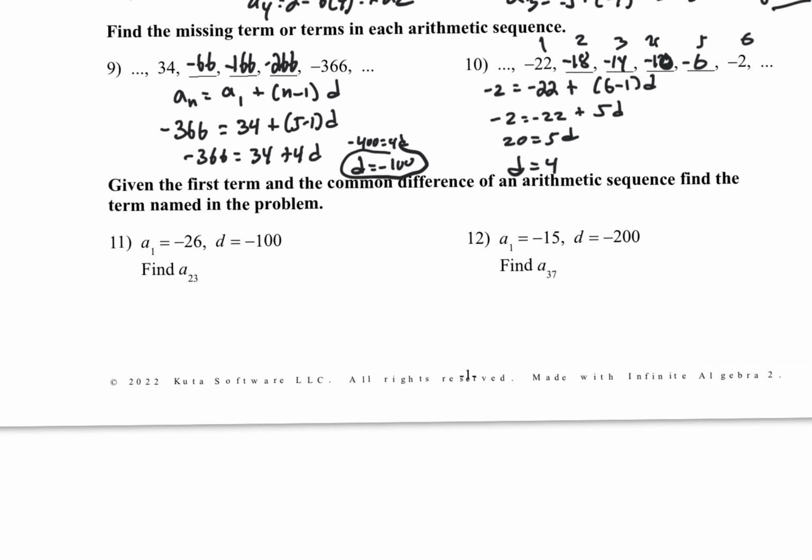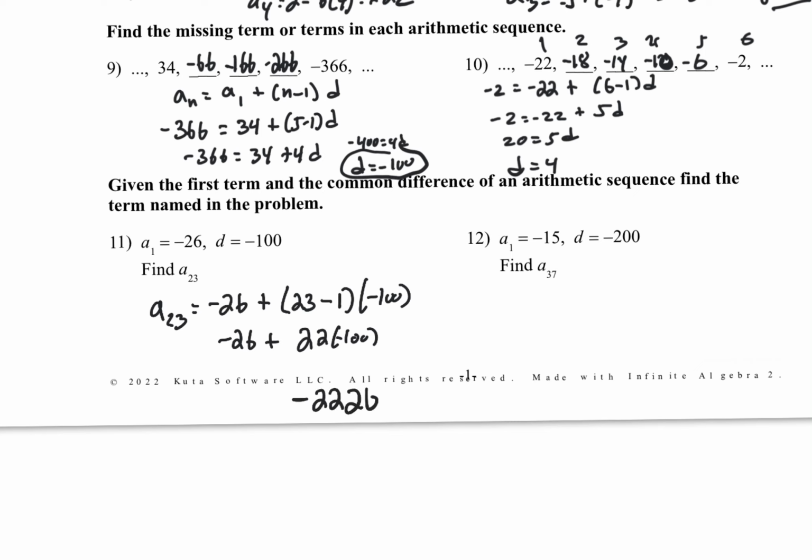Number 11, given the first term and the common difference of the arithmetic sequence, find the named one. So a to the 23rd. It's going to equal our first term, negative 26, plus our value of n, which is 23, minus 1 times negative 100. So that would be negative 26 plus 22 times negative 100. Grab a calculator. And we get negative 2,226.